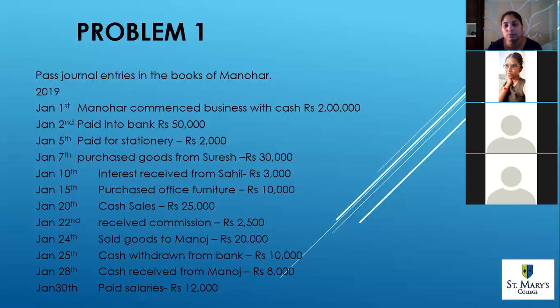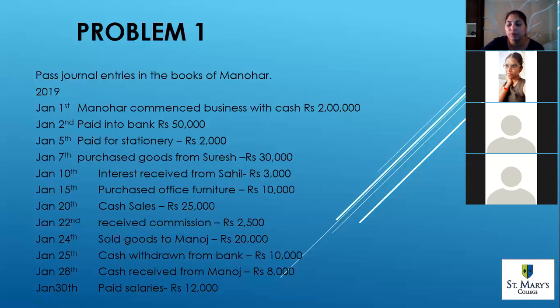Being cash withdrawn from bank. So we'll move to the next entry, January 28. The transaction says cash received from Manoj. If you remember, earlier we have sold goods to Manoj. It was a credit transaction. So now on January 28, that means after 4 days, we are receiving cash from Manoj.